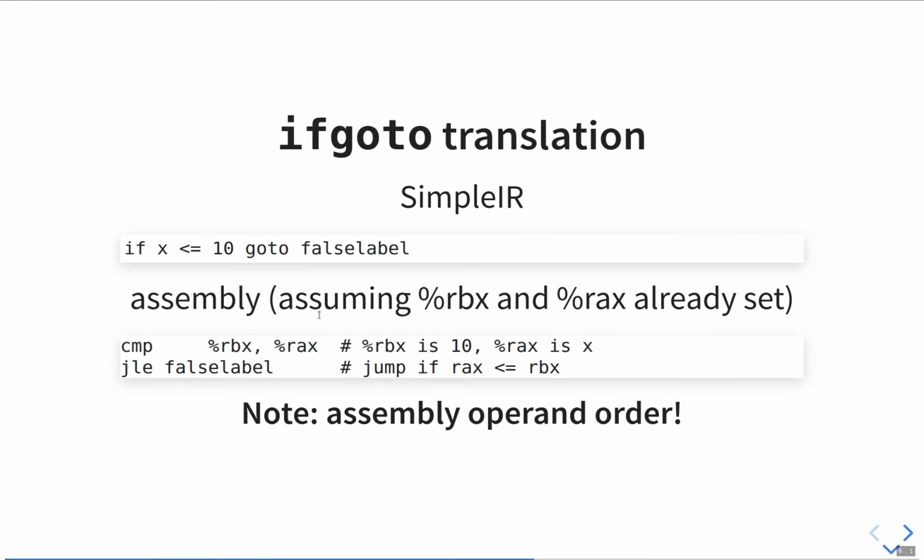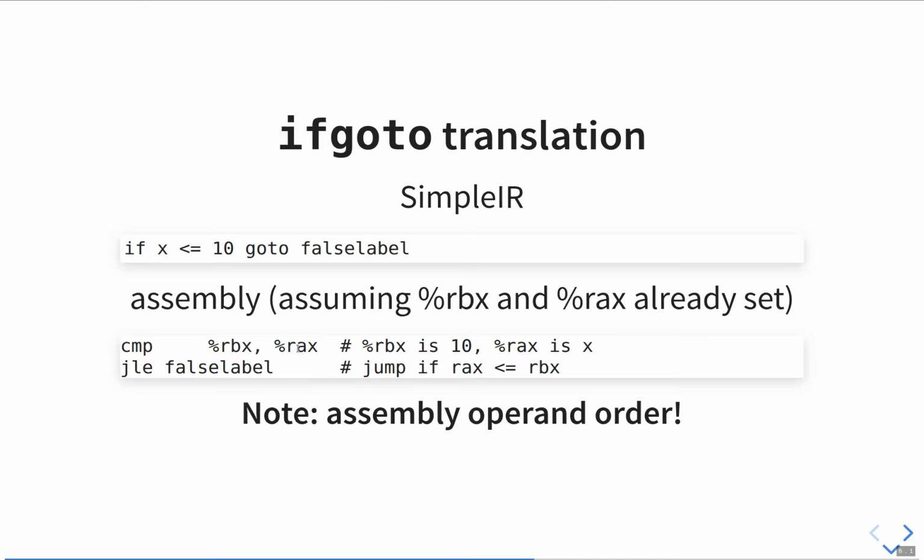And I think an example would be very good here, so let's see it. Again, if X is less than or equal to 10, go to false label. That's a simple IR code. The assembly translation would be, assuming RBX and RAX are already set, compare RBX to RAX. We're going to assume RBX is 10, RAX is X, and jump less than or equal, JLE, to false label. This will jump if RAX is less than or equal to RBX.